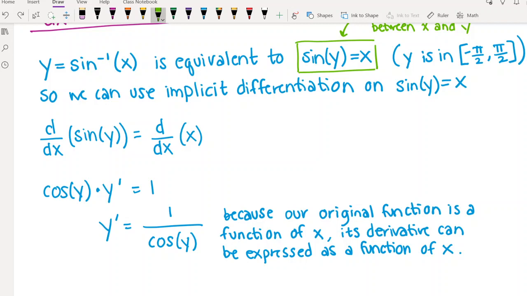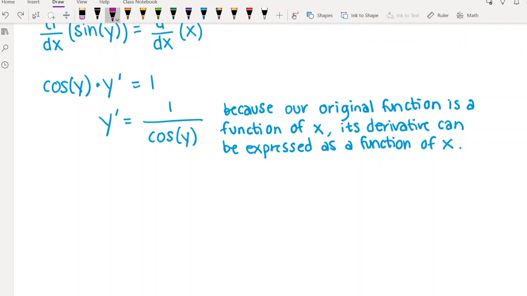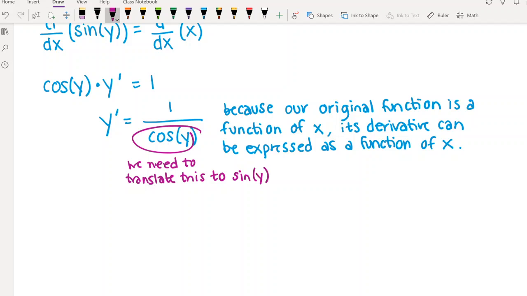We don't know that cosine of y is equal to x, but we know that sine of y is equal to x. So if we can find a way to rewrite cosine of y so that there's no more cosine, but it's written as something involving sine instead, that will allow us to make that translation back to x. So what are we going to use here? We need to translate this to sine of y so that we can then translate it to x.